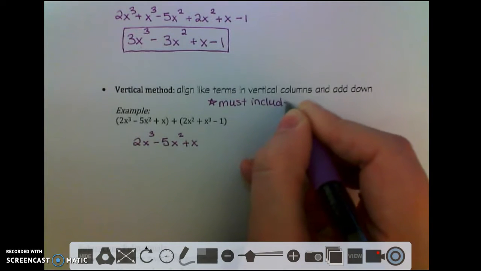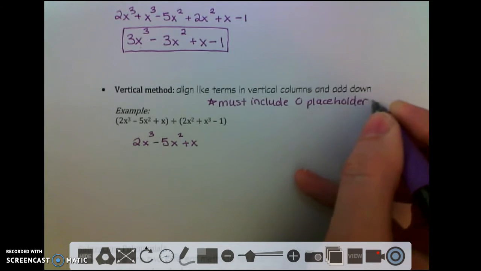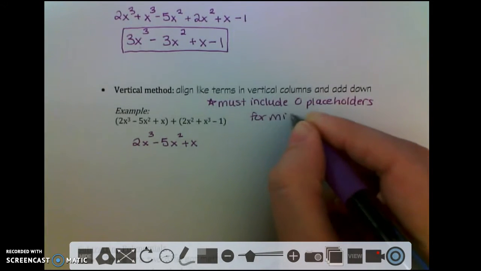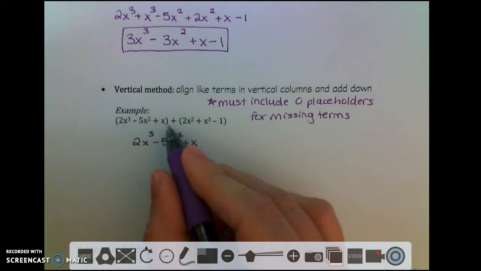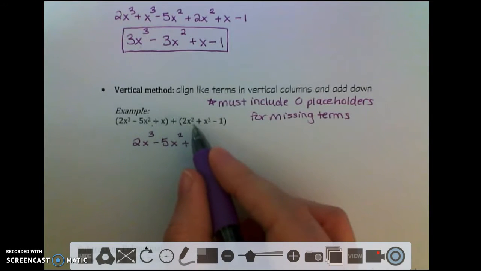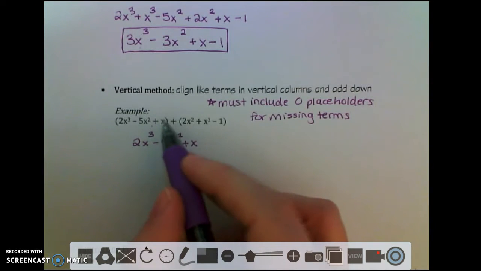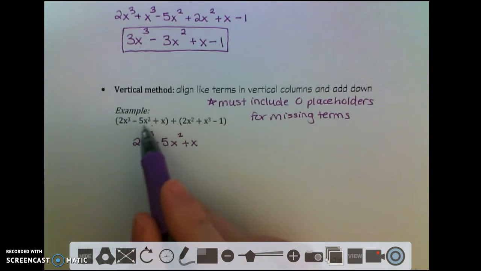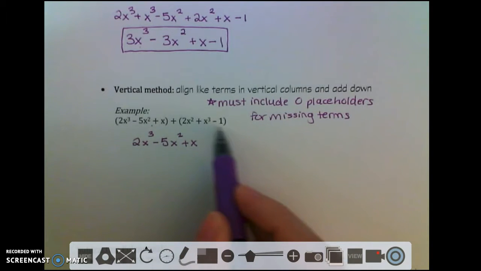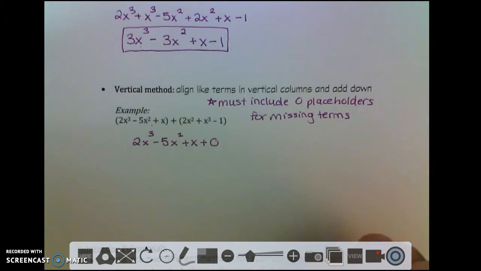include 0 placeholders for missing terms. That means if I have a term here, but I don't have that term here, I'll need a 0 placeholder in this one to match it. If I have a term here, but no term here, I have to have a 0 placeholder to match it here. So I don't have a constant term in this first one, but I have a constant term here. So I'm going to put a 0 placeholder at the end here, plus 0.